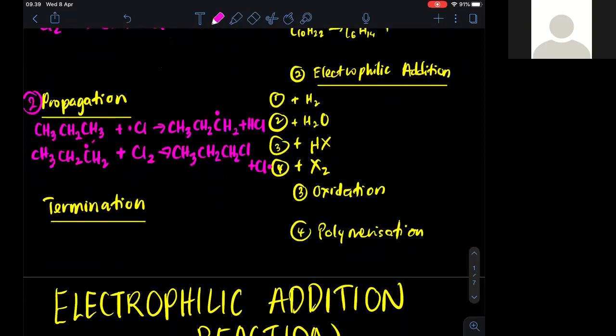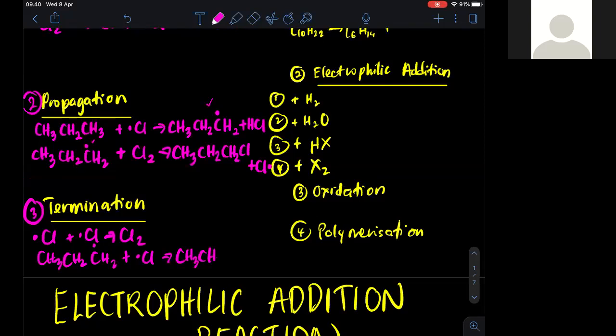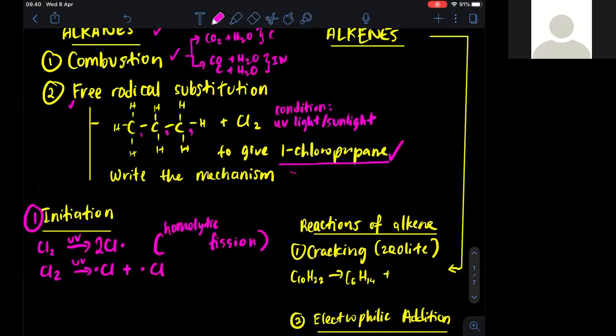For termination, the termination step is going to be free radical with free radical. They will give you Cl2, or you can actually select any free radical, for example this free radical, CH3CH2CH2. When I join it with a Cl free radical, I'm going to get this. So that's also going to be a termination reaction. As long as you get two free radicals joining together to give you a normal molecule, that's going to be a termination step. So these are the three steps for free radical substitution.